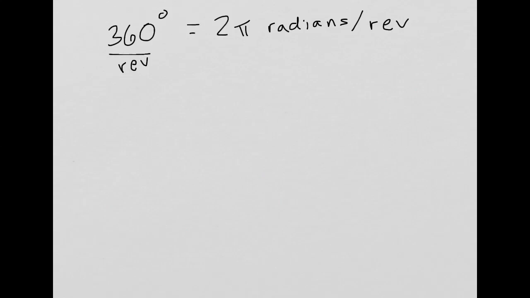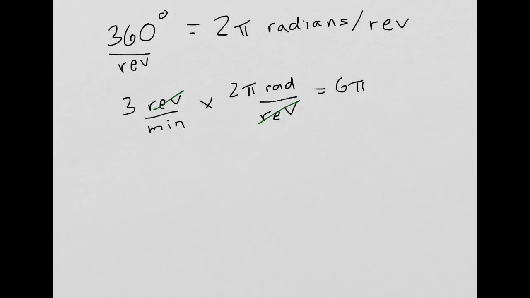So if I give you 3 revolutions per minute, I need to convert revolutions per minute to radians per minute, which I can do by multiplying by 2 pi radians per revolution. This is just a bit of dimensional analysis. You see that revolutions cancel, and I'm left with 6 pi radians per minute. Now this is a rotational speed that I can directly plug into that formula. Now let's see what would happen if I did that.